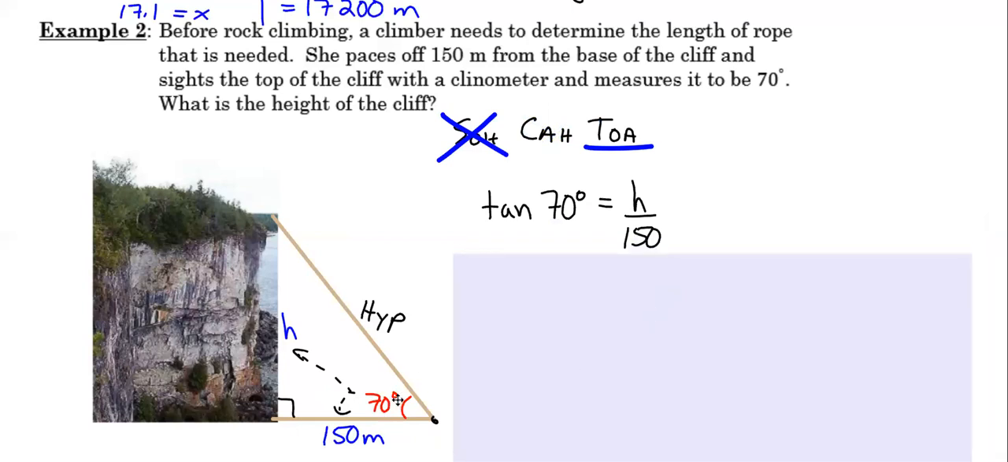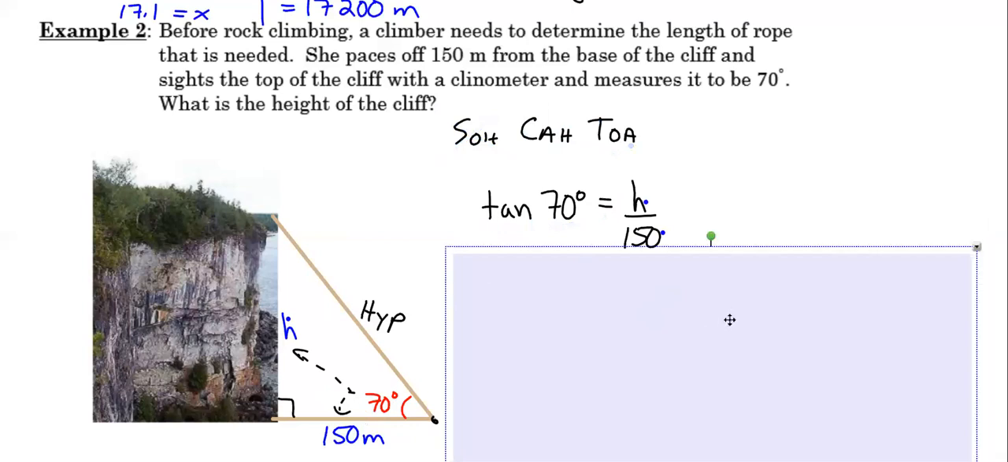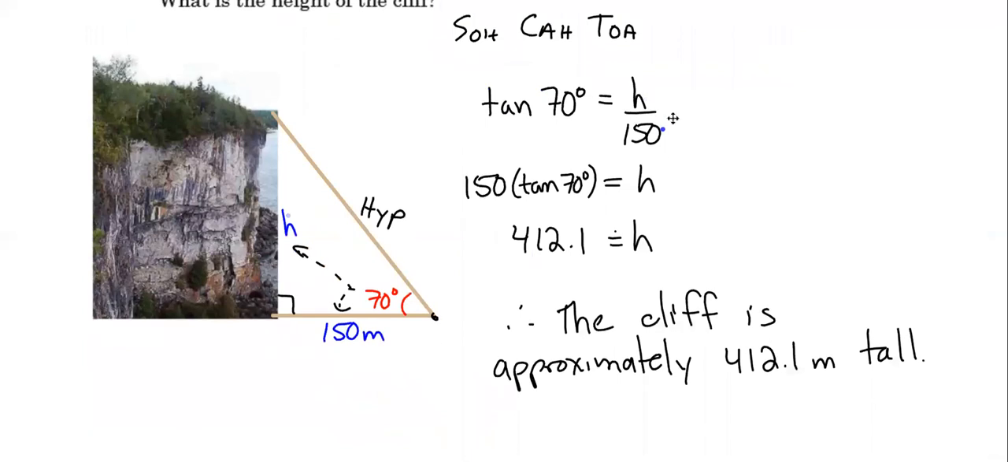So the tangent ratio is the one that's going to help us out here. So the tangent of 70 degrees, so again, you have to make sure you have the proper ratio, the reference angle, and then equals opposite side divided by adjacent. So the opposite side I've labeled with an H, and then divided by your adjacent side, which is 150. After that, same math you've done before: inverse operations, calculator work, and solve.